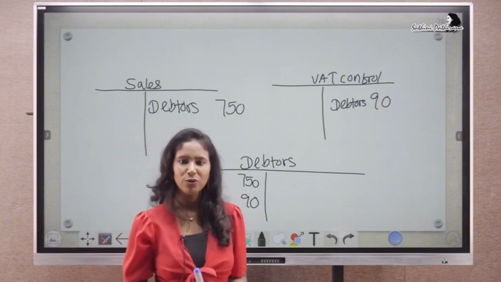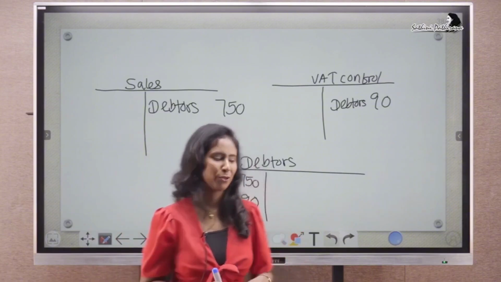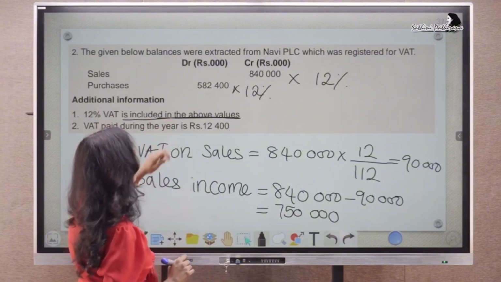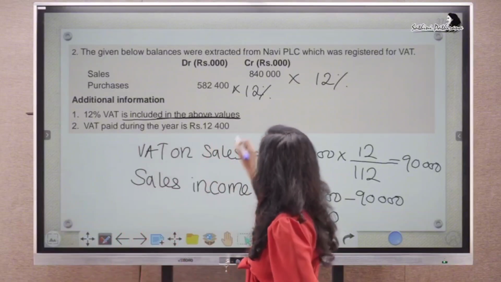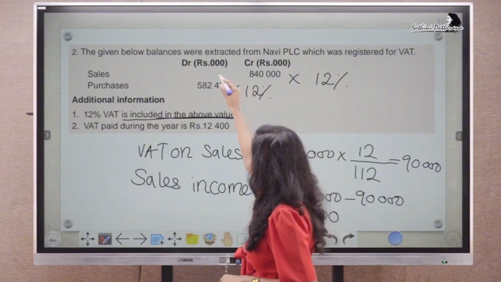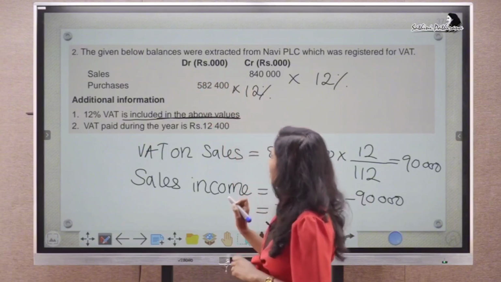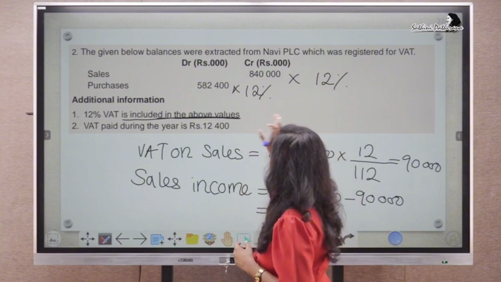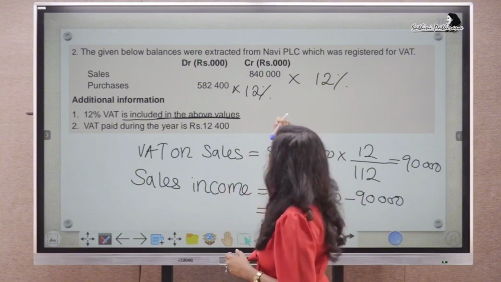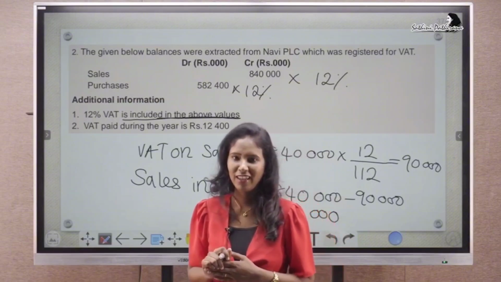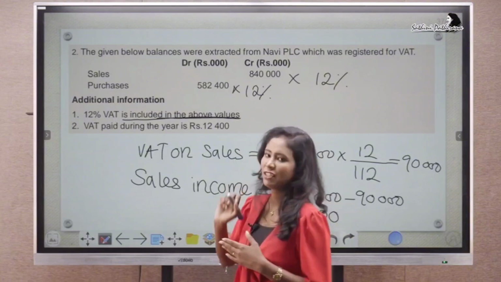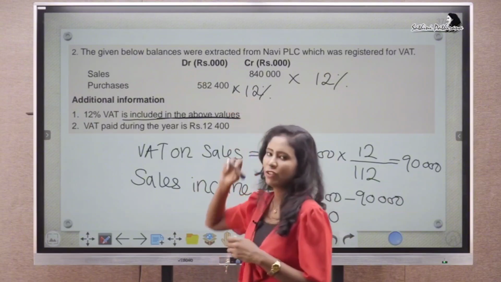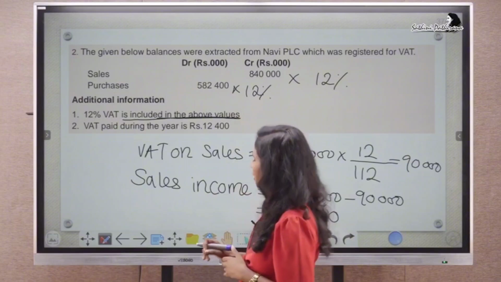Now, let's check how to write VAT on purchases also. Let's go back to our question. Purchases are also given, 584,400. Like the previous question, this is VAT on purchases. Here, like the previous question, 12% VAT is included. Then we should separately take out the VAT amount which was included in this purchases figure.